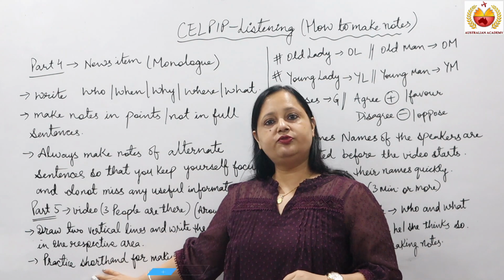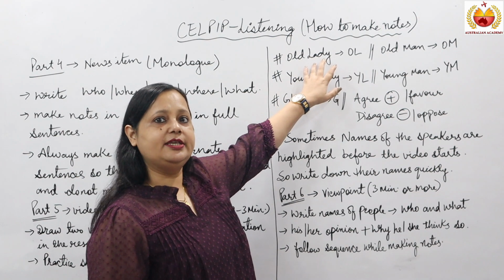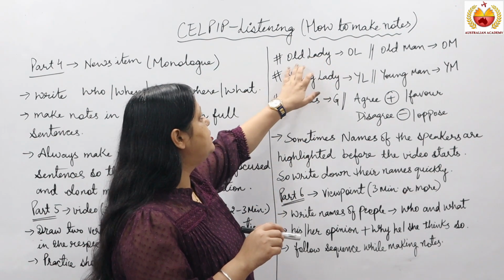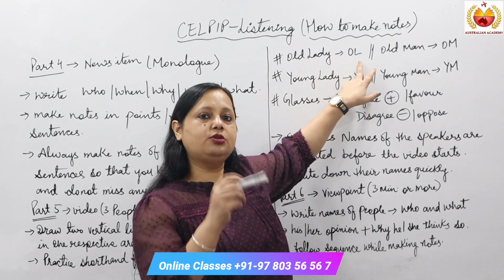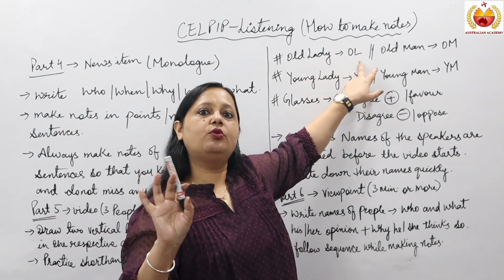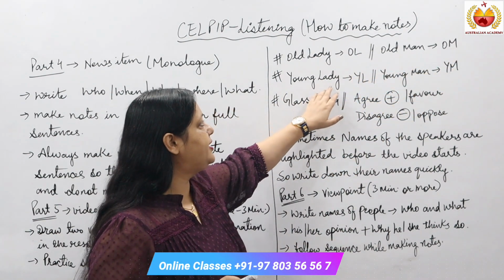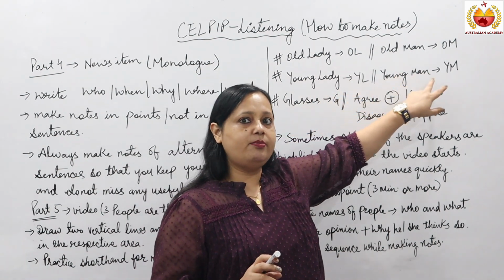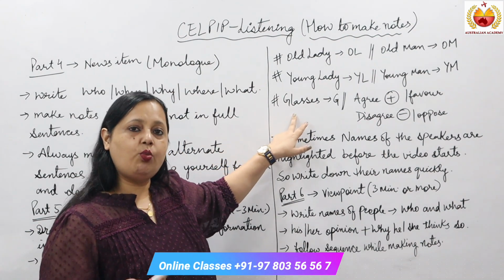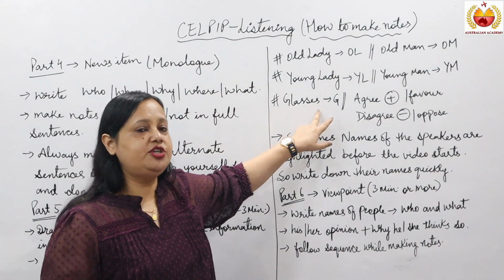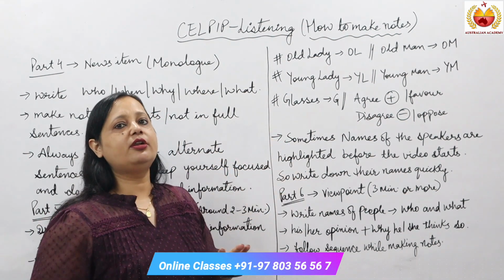So how we practice this shorthand is, let's say for a person like an old lady, instead of writing out the full words, which takes a lot of time, you should write OL. So OL means old lady. Old man, OM. Young lady, YL. Young man, YM. If someone in that video is wearing glasses, you can just write G instead of writing glasses or wearing glasses. Writing that much is not needed.